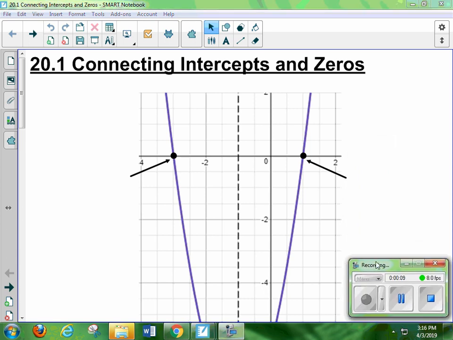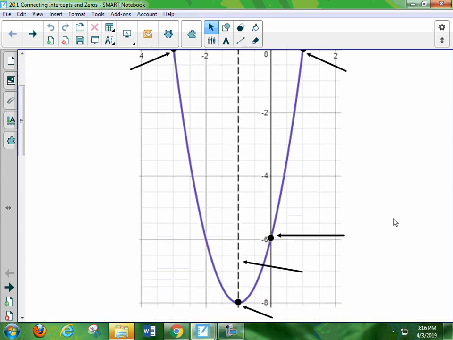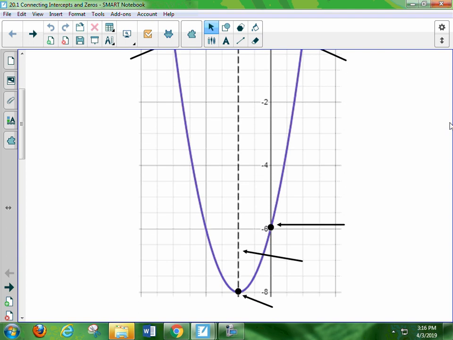Hello. Today we are going to be looking at the notes over 20.1, which is our connecting intercepts and zeros. And we're going to first look at this graph of a parabola and talk about some of the different characteristics of a parabola and identify what these lines are going to. So I think the easiest one that we've talked about kind of since the beginning of this unit is this point down here at the very bottom.